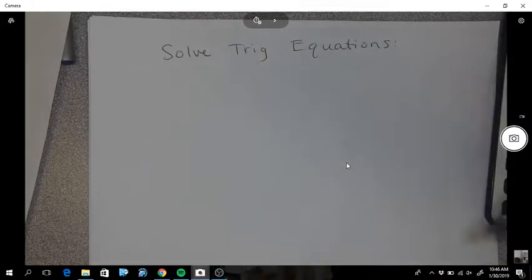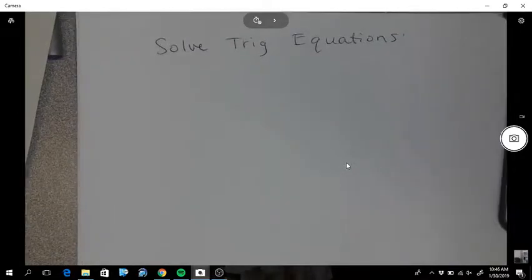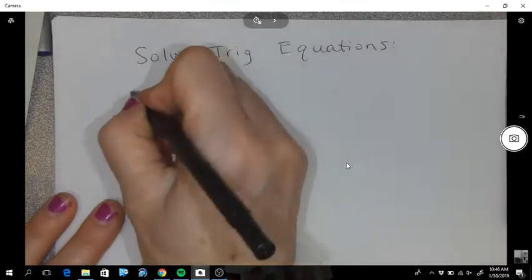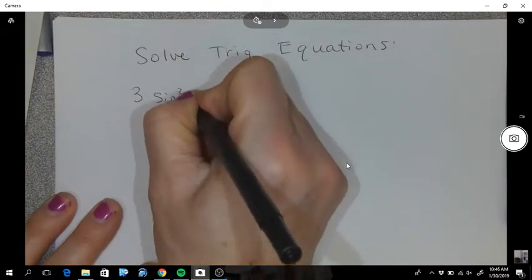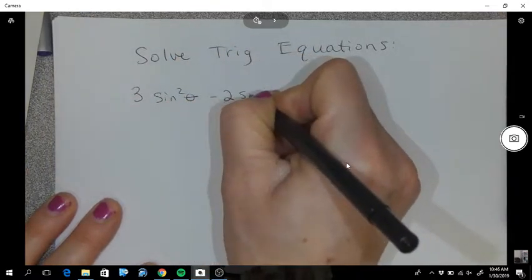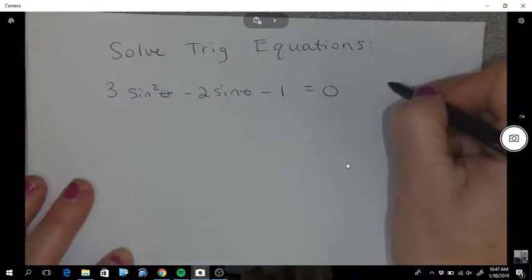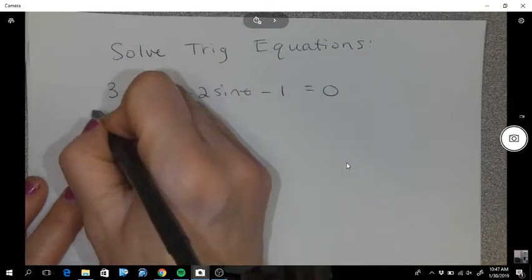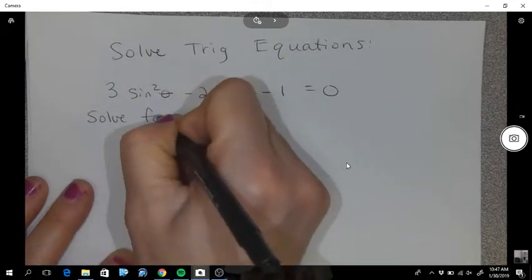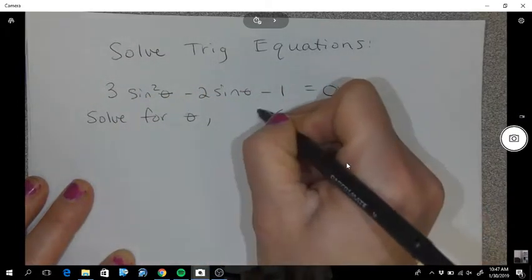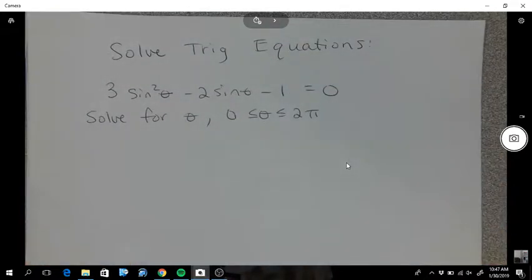Solving trig equations. Okay, so here's example 1. 3 sine squared angle minus 2 sine angle minus 1 equals 0. Find the angle, and the angle measurement that you find has to be between 0 and 2 pi.